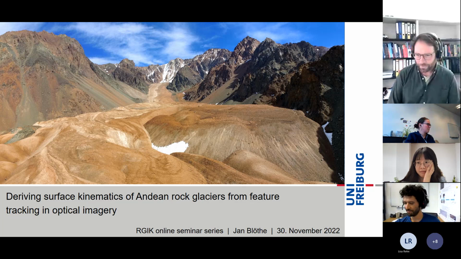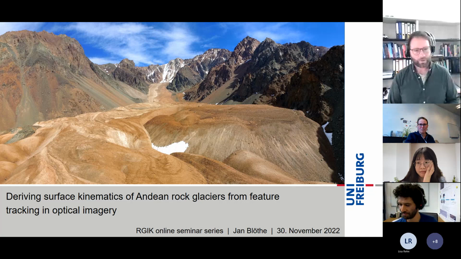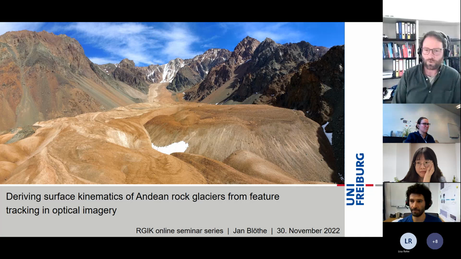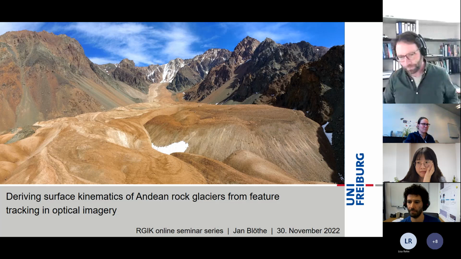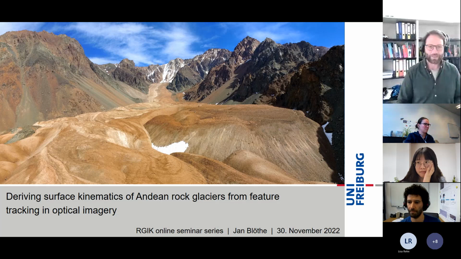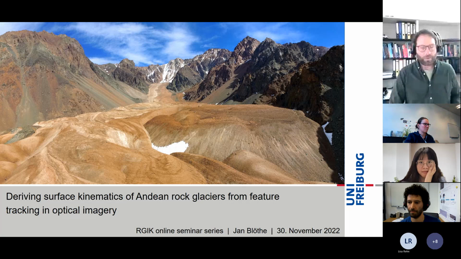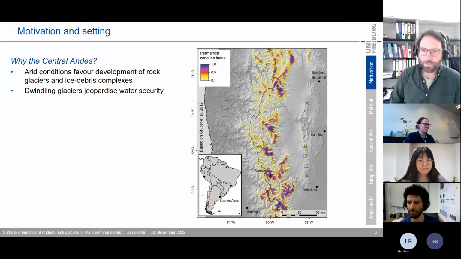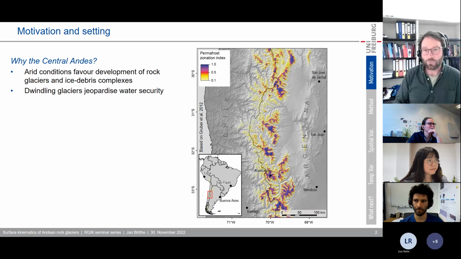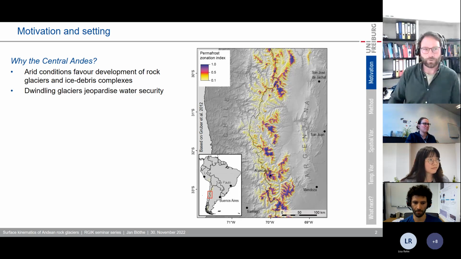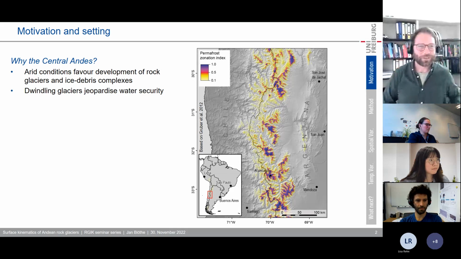In the next 15 to 20 minutes, I'm going to talk about deriving surface kinematics of Andean rock glaciers from feature tracking in optical imagery, even though I'm also presenting some other aspects of my recent work. As you are probably all familiar with rock glaciers and ice debris complexes, which I termed glacier-connected rock glaciers, I will not have to go into detail on why we are investigating these permafrost features.